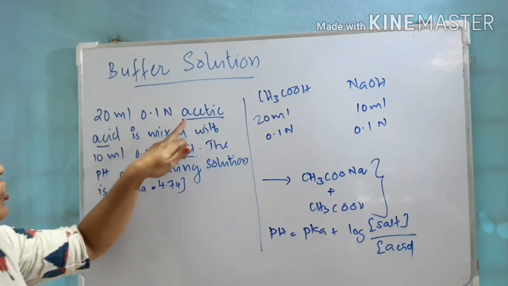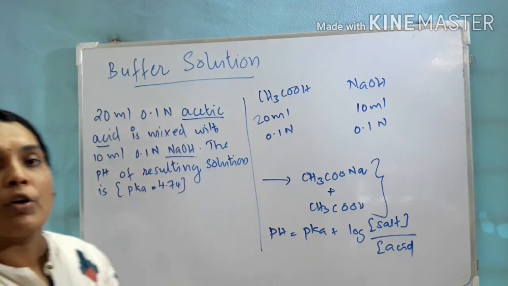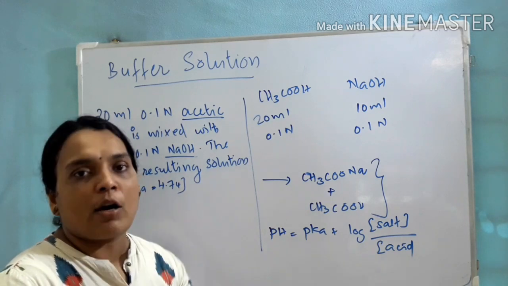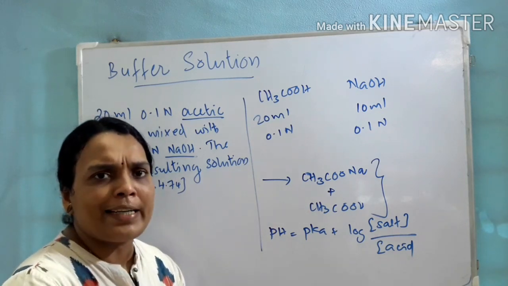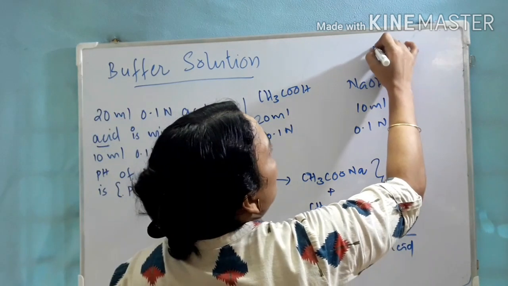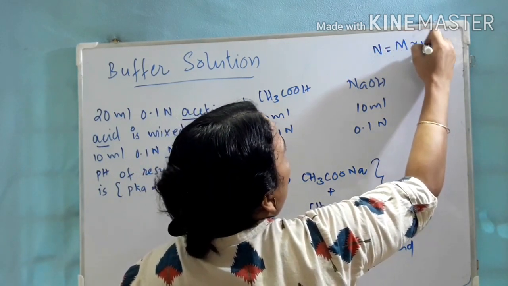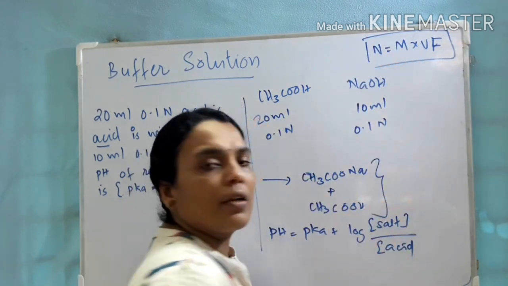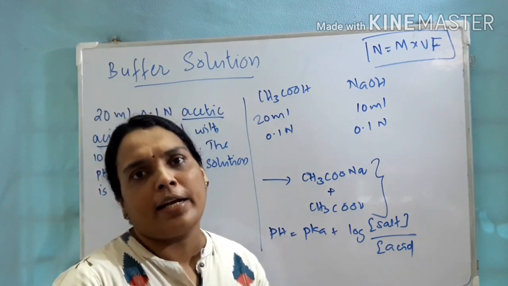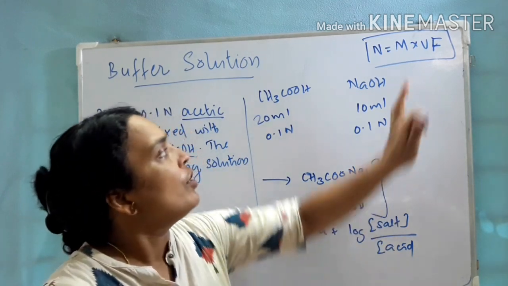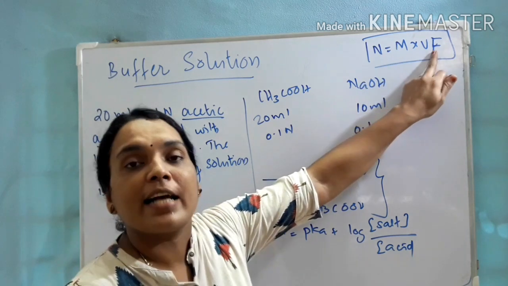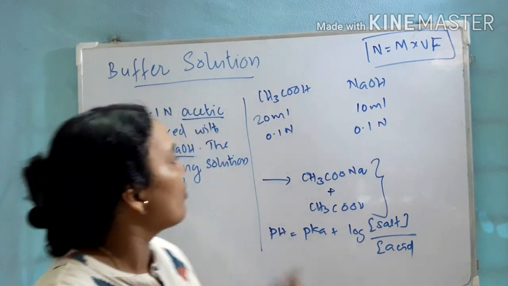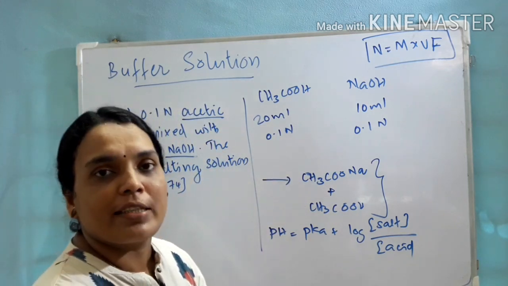What is the molar concentration of acid? 20 ml of 0.1 normal. 0.1 normal means 0.1 gram equivalent present in 1000 ml. So let us convert into molarity. We know normality is equal to molarity into valency factor. In the case of acetic acid, valency factor is 1. So normality is equal to molarity itself. So we can say 0.1 molar acetic acid.